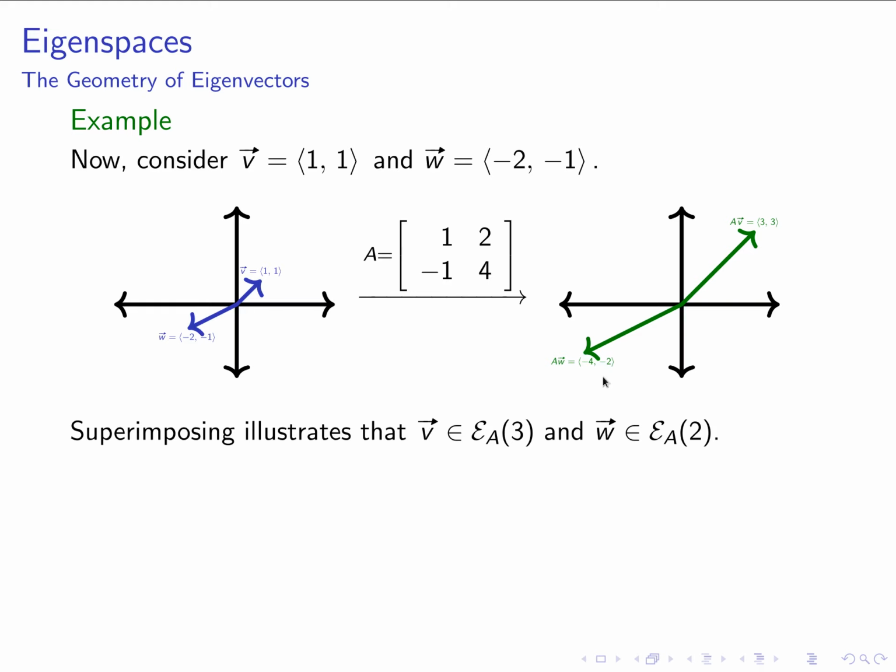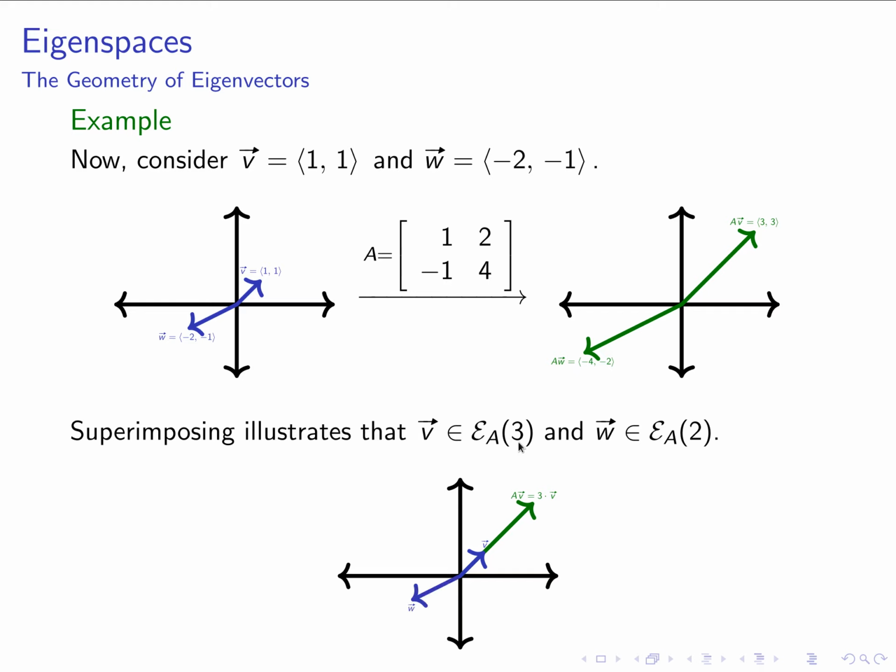So let's now superimpose these two images. We started with the vector v, and v was (1, 1), and A times v was (3, 3). So what we're noticing is that A times v is 3 times v. Geometrically, we have our input vector v, and its output is 3 times the input. This is telling us that v belongs to the eigenspace of A associated to the eigenvalue 3.